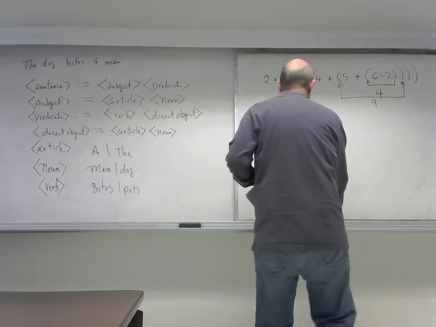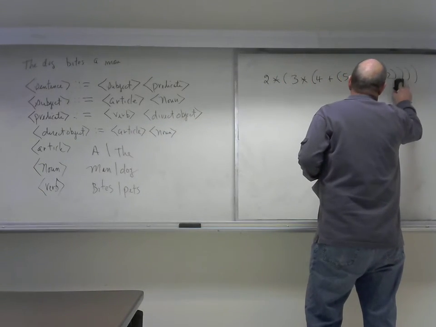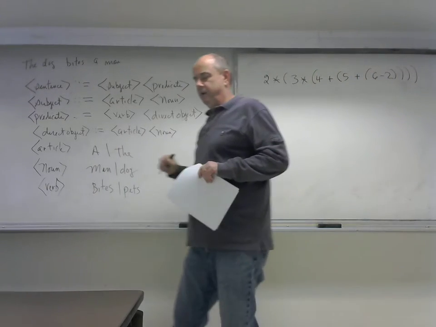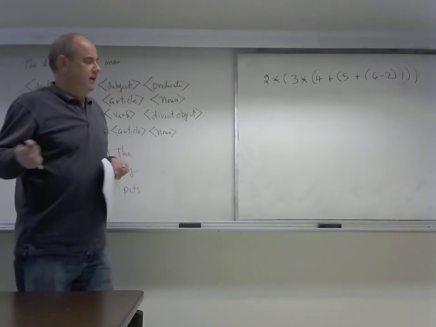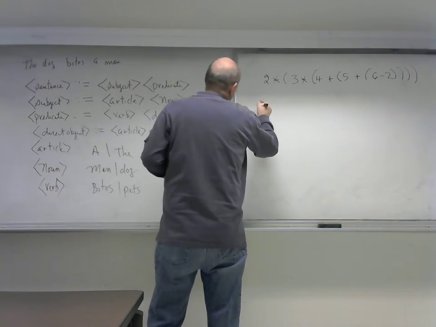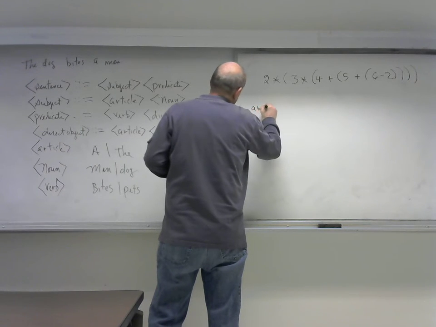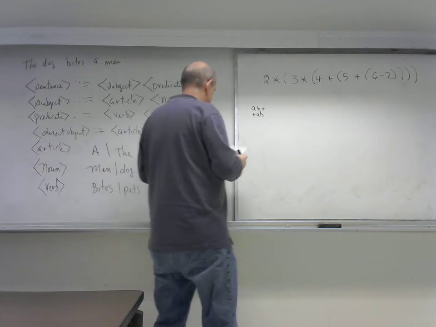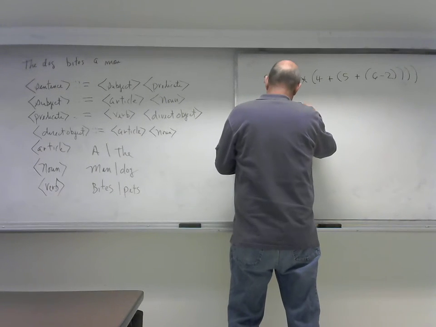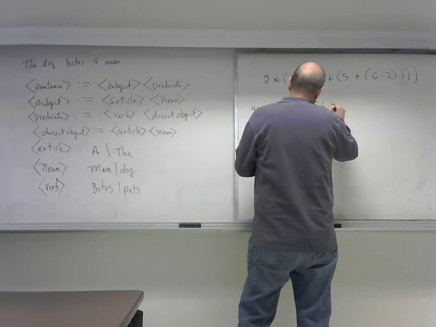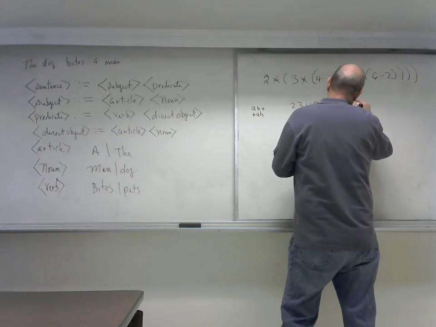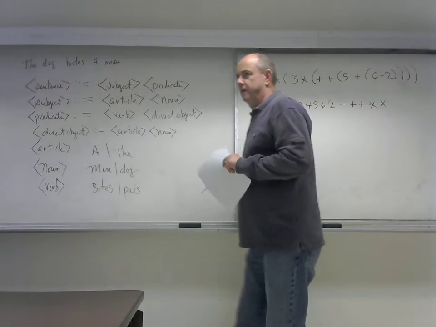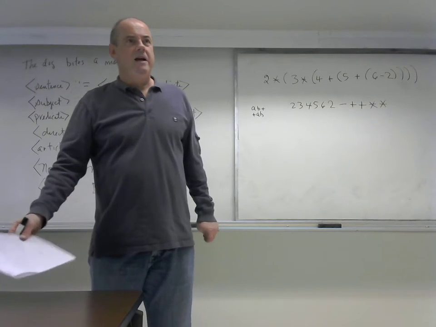So what does this thing look like? Well, the prefix and postfix are operand, operand, operator, or operator, operand, operand. A, B, plus, plus, A, B. So as postfix, if we do this, what do we end up with? 2, 3, 4, 5, 6, 2 minus plus, plus. Now how do you evaluate that?